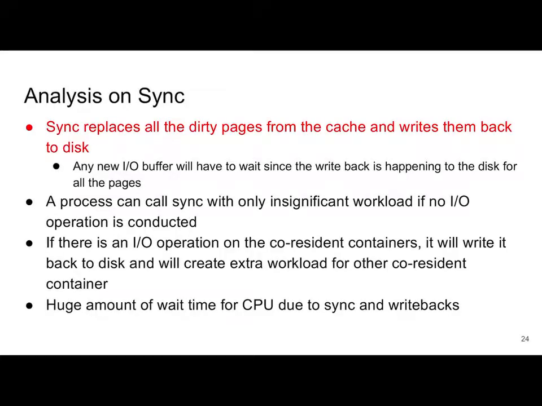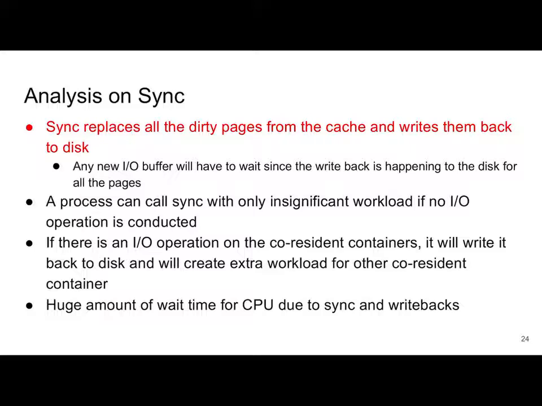Sync replaces all the dirty pages from the cache and writes them back to the disk. Sync allows a process to write back all the dirty buffers to the disk. Any IO operations have to wait for the flushing. Sometimes it is even worse. The dirty buffers generated by other processes might belong to another container, and will also be forced to write back to the disk.